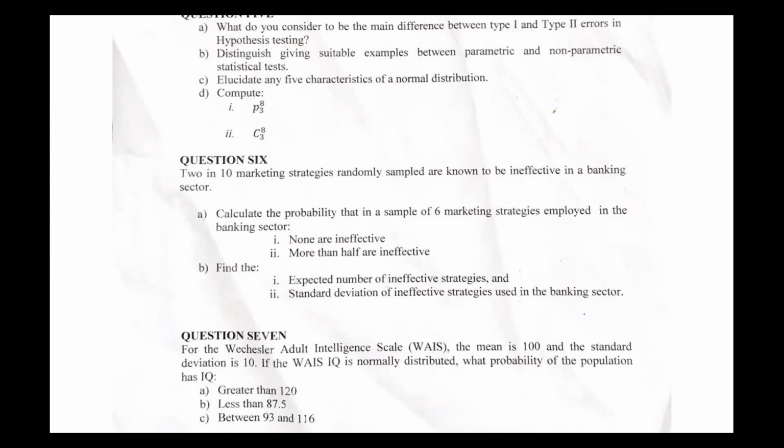So they are saying that 2 out of 10 marketing strategies that are randomly sampled are known to be ineffective. Can you calculate the probability that if you sampled 6 marketing strategies in the banking sector, none of them will be ineffective?